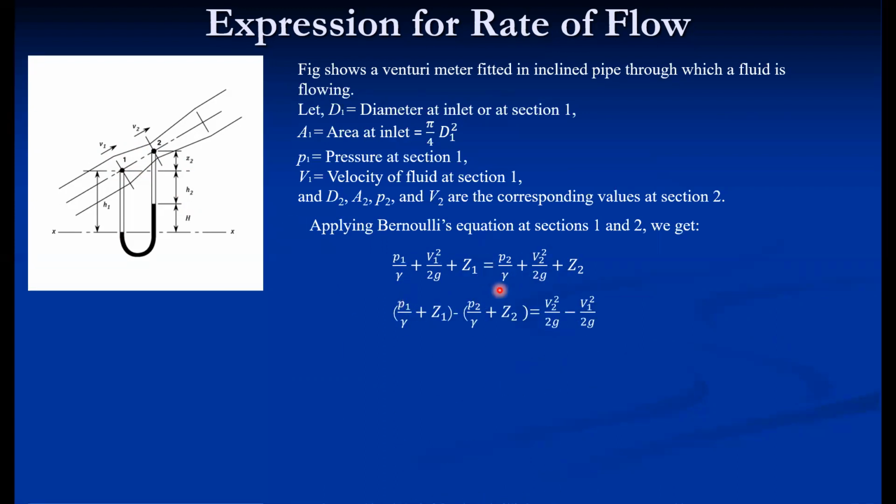Now P1 by gamma plus Z1 minus P2 by gamma plus Z2. So we take these pressure terms and Z terms here. This is nothing but the piezometric head at section 1. We already discussed this term while discussing Bernoulli's theorem. This is the piezometric head at section 2. That is equal to V2 square minus V1 square upon twice g.